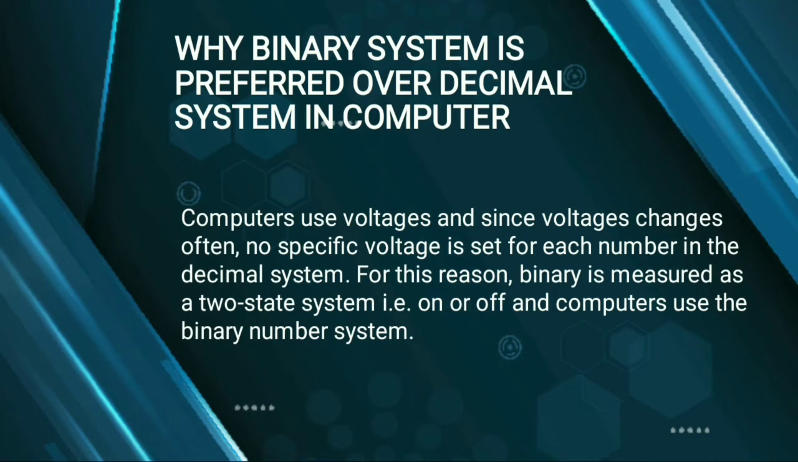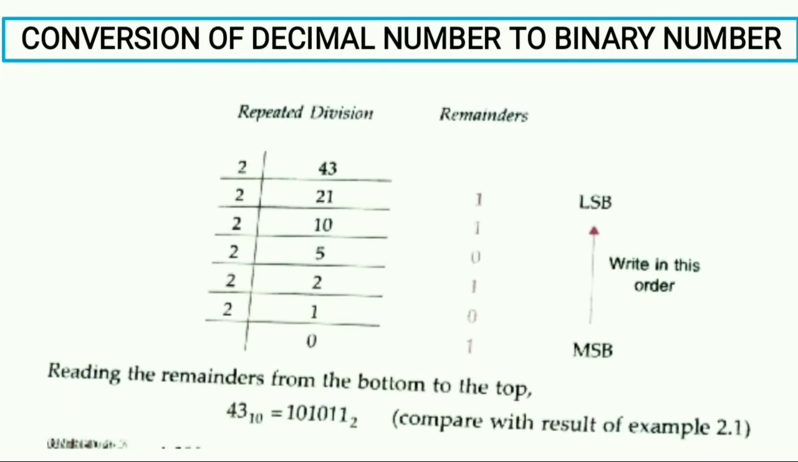Now we will be converting this decimal number to binary. When we divide this number 43 by 2, we get quotient 21 and remainder 1. Now when we divide 21 by 2, we get quotient 10 and remainder 1. When we divide 10 by 2, we get quotient 5 and remainder 0. When we divide 5 by 2, we get quotient 2 and remainder 1. Now when we divide 2 by 2, we get quotient 1 and remainder 0. At last we divide 1 by 2, so we get quotient 0 and remainder 1.